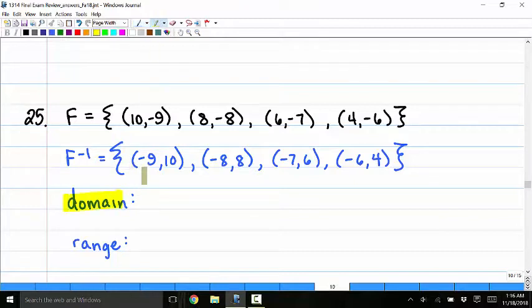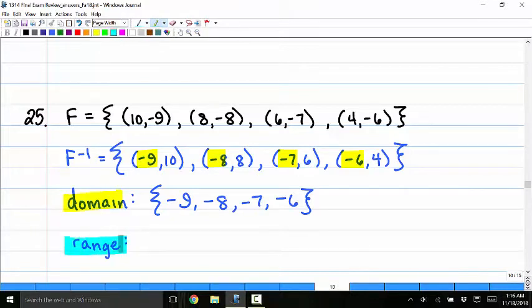The domain of the inverse are going to be these numbers: -9, -8, -7, and -6. The range of the inverse are going to be the y values. So they are going to be 10, 8, 6, and 4.